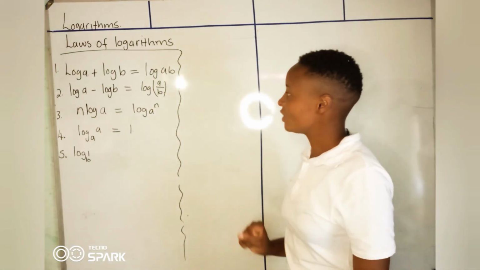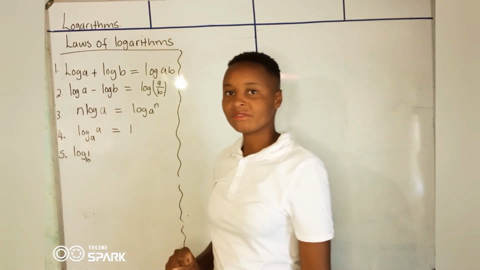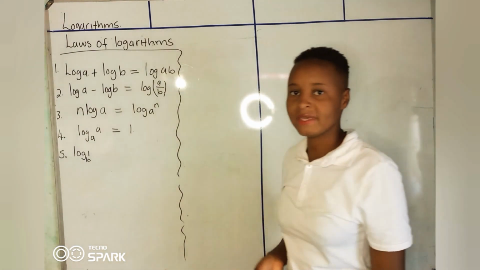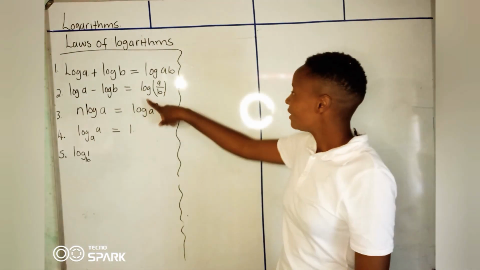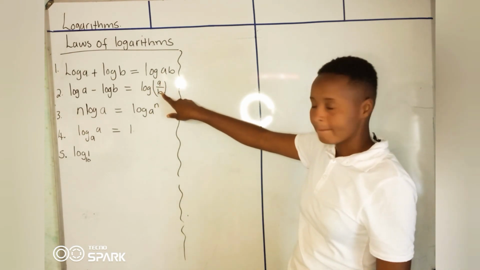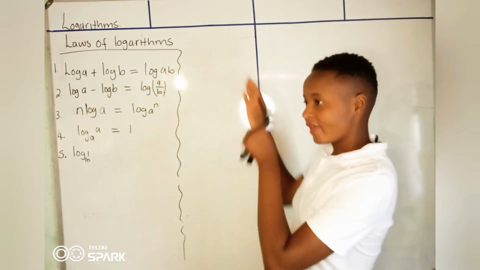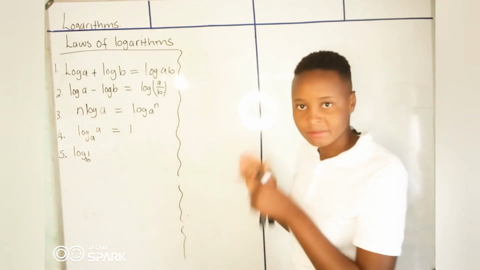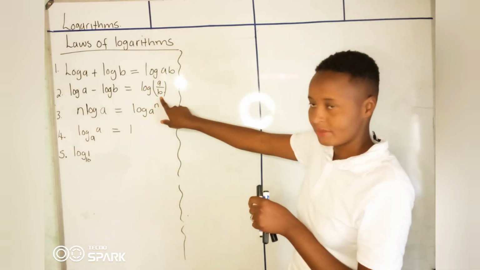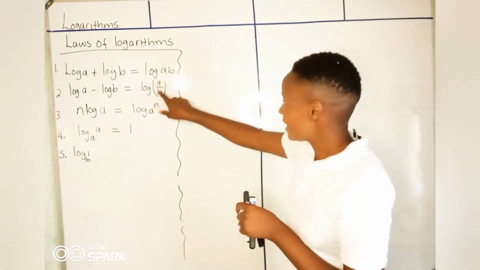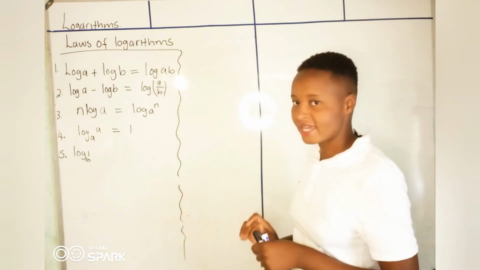Okay. And then law number 2 says logarithm of A minus logarithm of B. So logarithm of A minus logarithm of B is equal to logarithm of A over B. It's not logarithm of A all divided by logarithm of B. It's logarithm of A over B. Okay, one log, then A over B. Take note of that, okay?